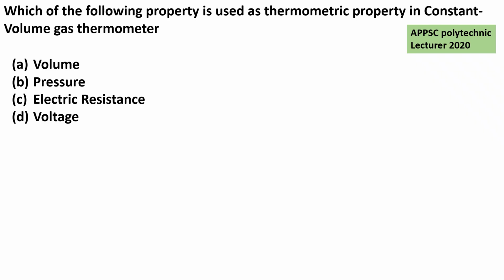In the previous lectures, we discussed the basic principle and details of the constant volume gas thermometer. The basic principle is that at constant volume, pressure is directly proportional to the temperature. So if the temperature changes, the pressure also changes. A thermometric property is a property which changes with respect to the temperature. So for this given question, option B, pressure, is the correct answer.